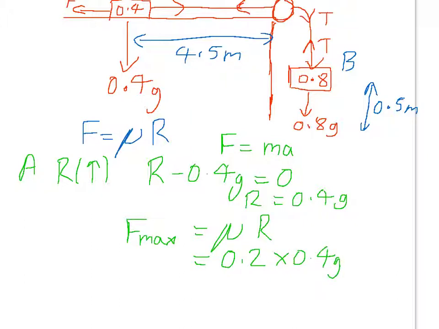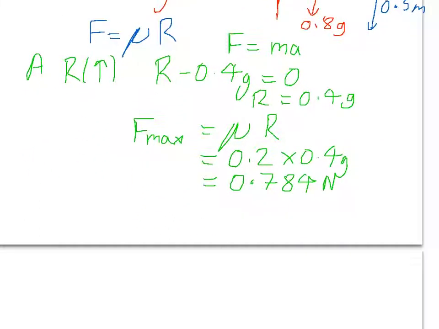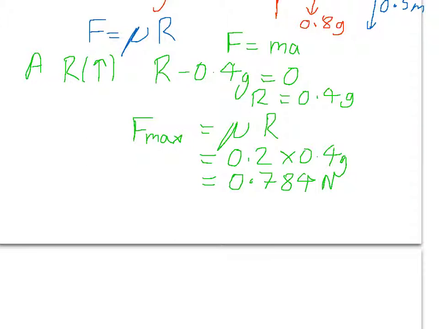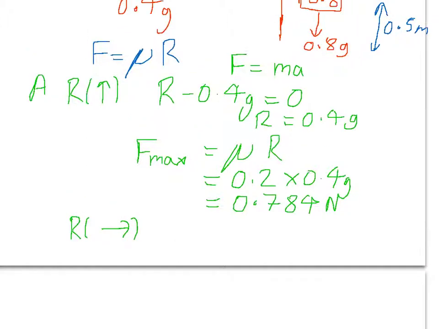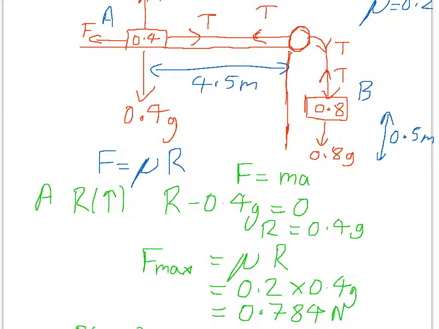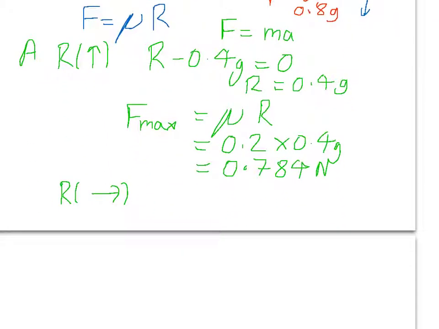And if you calculate that, you'll find that it's 0.784 newtons. Now we've done that, looking at A, we can find the forces acting to the right. So we're going to look back at the diagram. To the right, we've got the tension, and acting against it is the friction. So we've got T minus the friction.